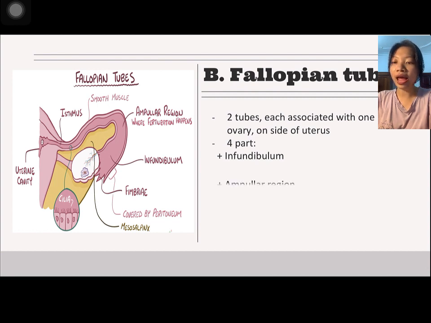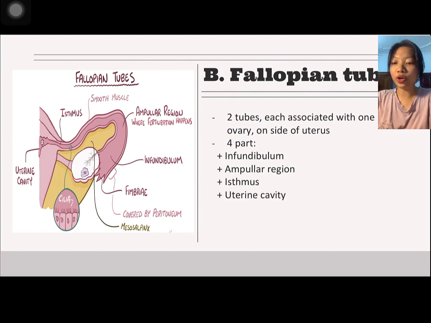Next is the ampulla, which is the longest region, and fertilization of an ovum is most likely to occur in this region. Then the isthmus, and finally the intramural part, which travels through the wall of the uterus in order to transport the ovum into either the upper left or right of the uterine cavity.